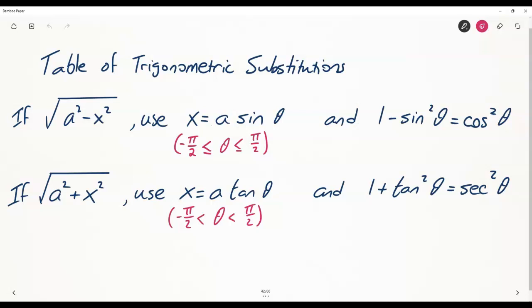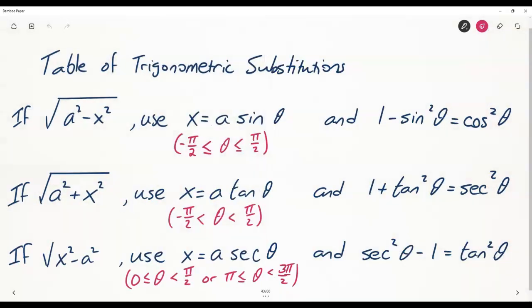The only case I have left off is what happens if it's x squared minus a squared. Notice x squared plus a squared is the same as the second case. They're both positive, so you treat it exactly the same. But if it's x squared minus a squared, you're going to use secant instead of sine or tangent.